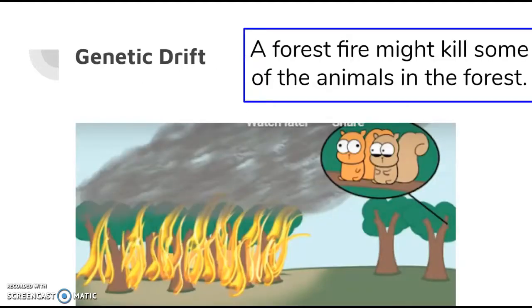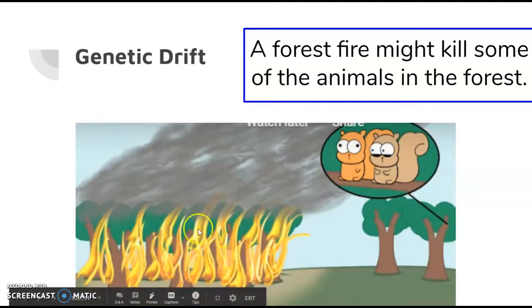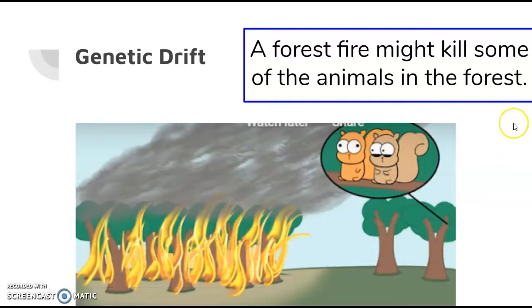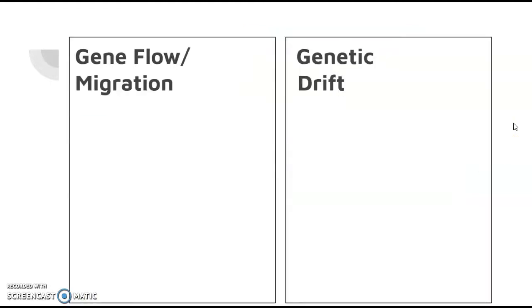So for example, a forest fire might kill some of the animals in the forest, leaving some, these little squirrels over here, alive. These squirrels aren't better or stronger or smarter than the squirrels that were caught in the fire. The fire just happened to randomly kill some of them.